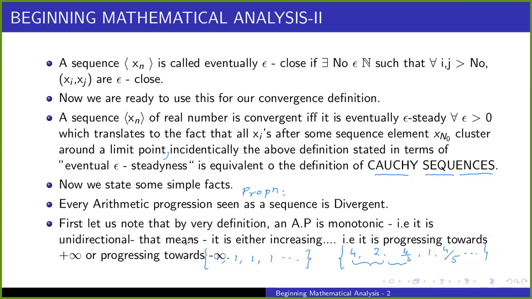So first, let us note that by very definition, an arithmetic progression is monotonic. That is, it is unidirectional. Meaning either it is increasing, progressing towards plus infinity, or it is decreasing, progressing towards minus infinity.